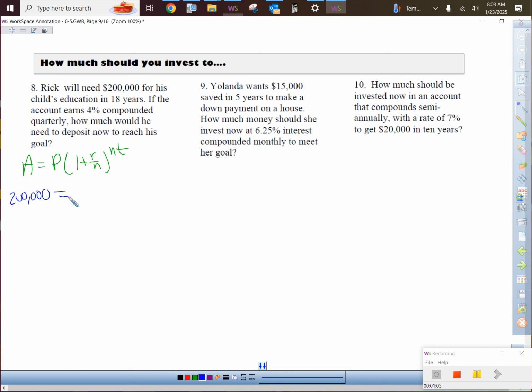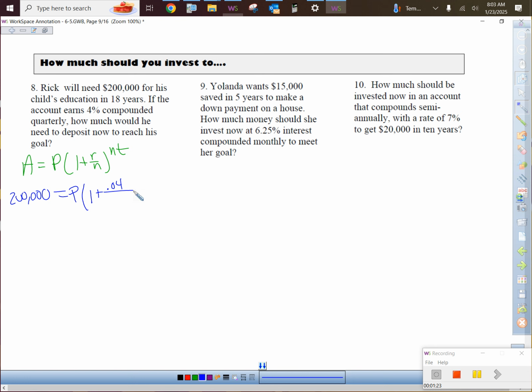Then the principal, we don't know that, right? So it's just going to stay P. Is that cool? Then let's substitute all the other stuff in here. We have 1 plus our rate. Remember, we have to change it to a decimal. So what do you want to use for the rate? 0.04. Is that cool, yeah?